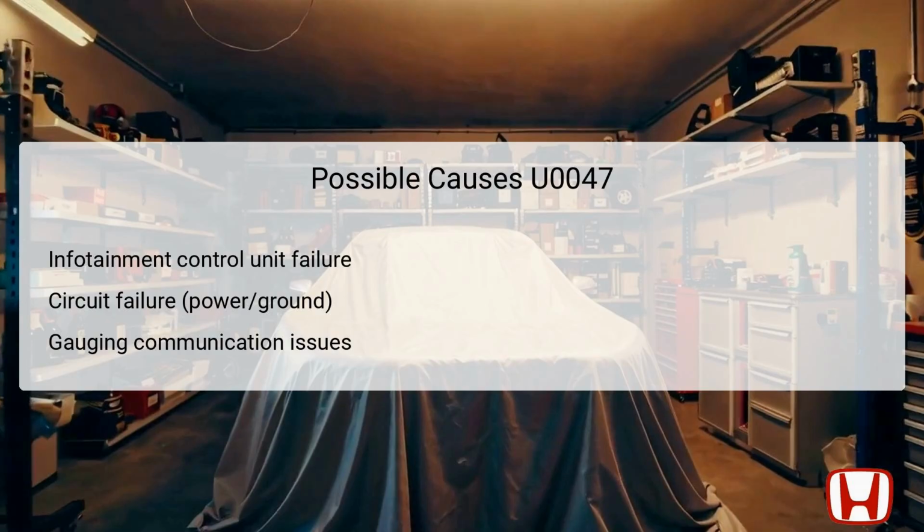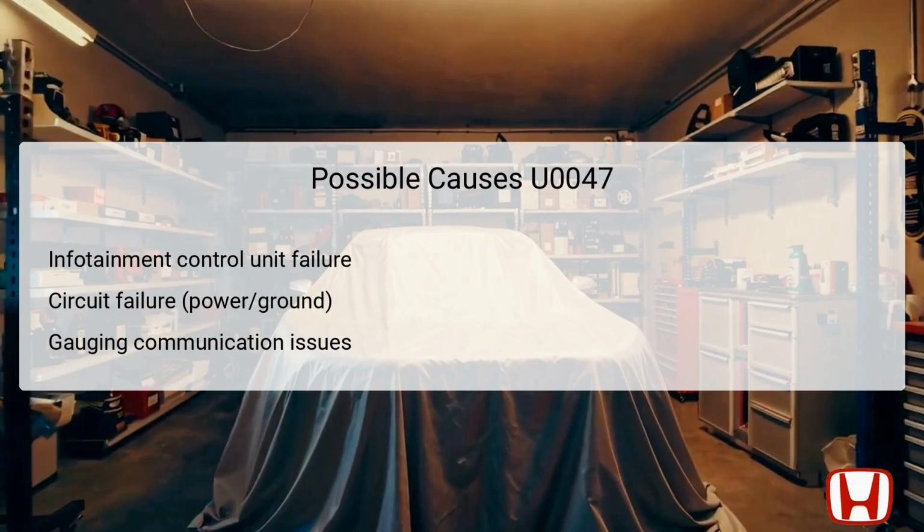First and foremost is a possible failure of the infotainment control unit itself. An internal malfunction can prevent the unit from initializing properly, which hampers its ability to communicate with the gauge control module. Another potential cause is a failure within the power or ground circuit supplying the infotainment control unit. If there's a disconnection or fault in these circuits, it can result in symptoms similar to the DTC being displayed.